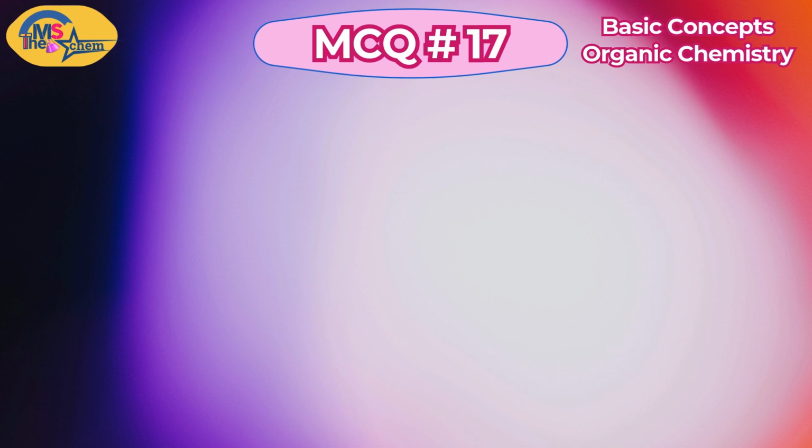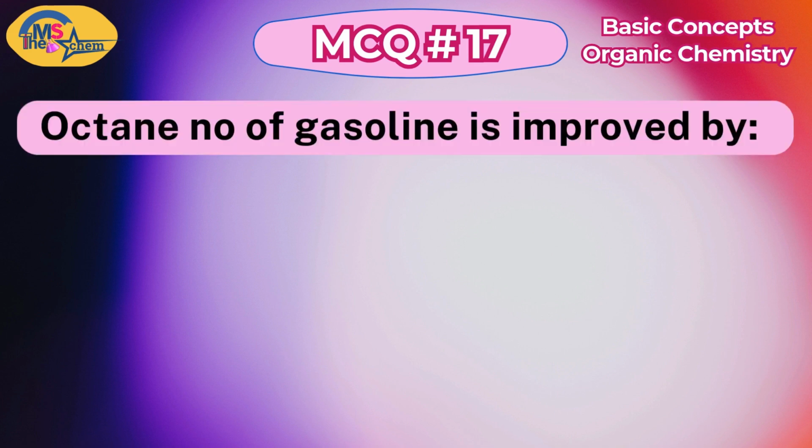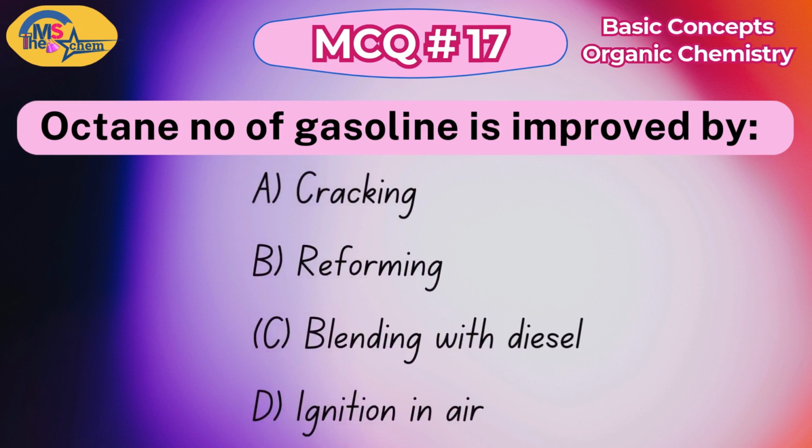And now this is the last question from the basic concepts of organic chemistry, and this is question 17. The question is, octane number of gasoline is improved by option A, cracking. Option B, reforming. Option C, blending with diesel. And option D is ignition in air. As you know that reforming is a process in which gasoline quality is improved, so the option B, that is reforming, is it.